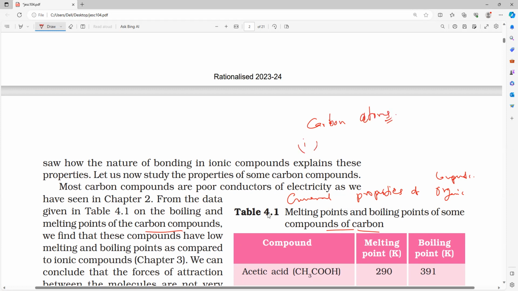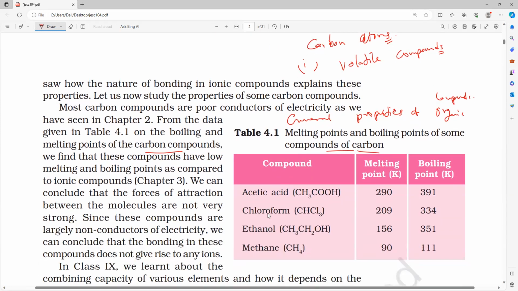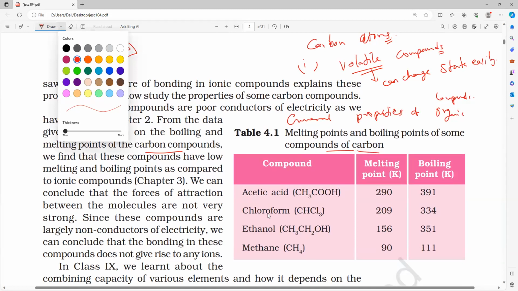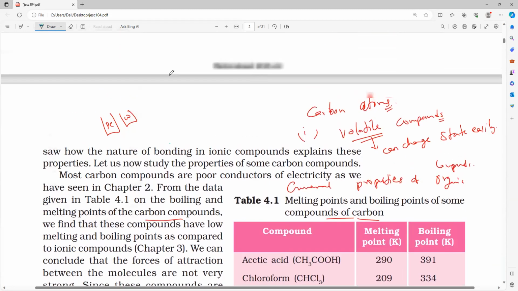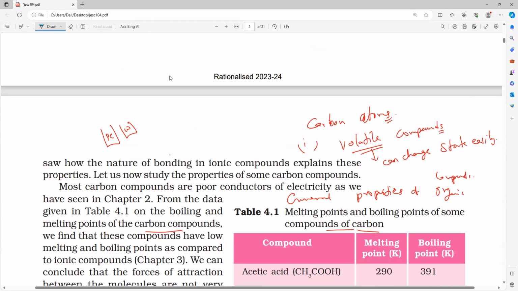Second one, they are generally volatile compounds. I told you already, volatile compounds. What do you mean by volatile? Anybody? Can change state easily. For example, if I put 1 liter of petrol and 1 liter of water, can you tell me which one will easily turn into gas? Which evaporates easily at room temperature? You can notice it.